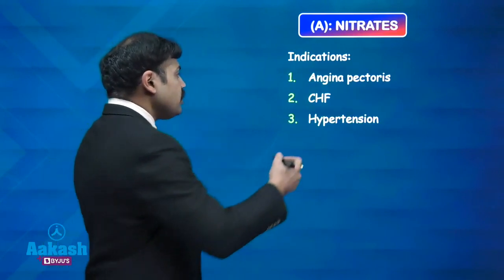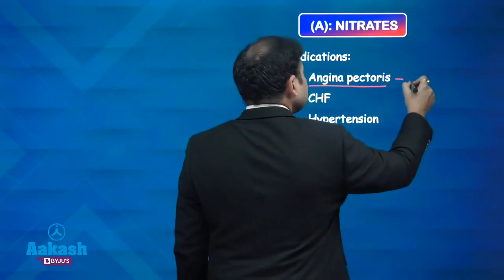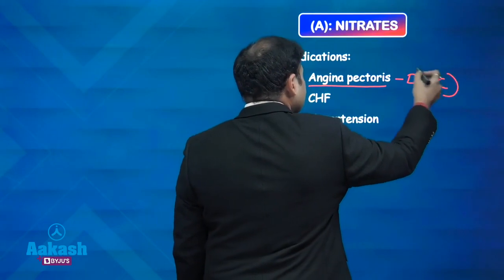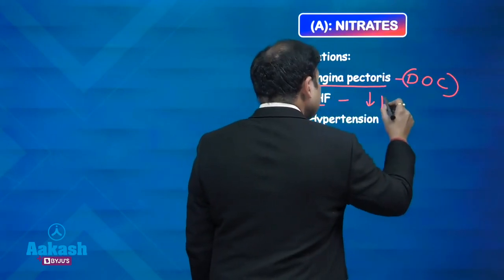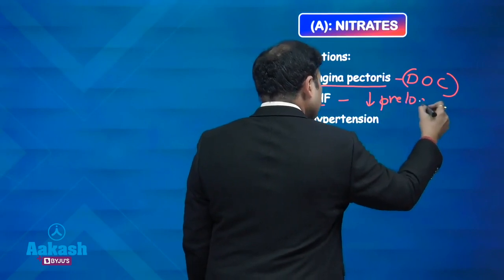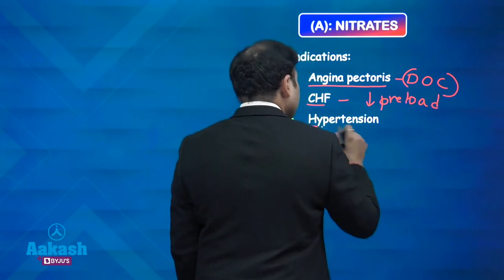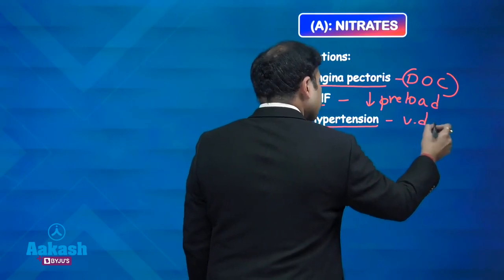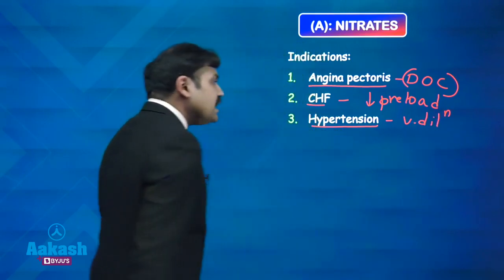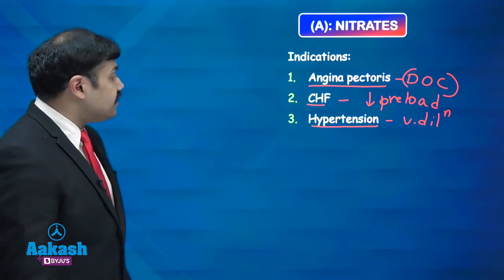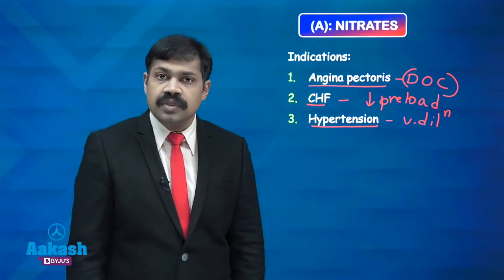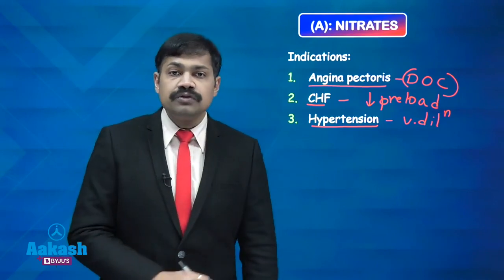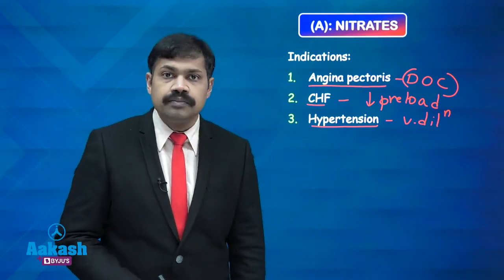Next, what are the indications of nitrates? They are used in angina pectoris. Yes, we have seen that they are one of the most effective drugs. They are also useful in CHF because of a reduction in preload. They are also used in hypertension. Nitrates are very good vasodilators, so they are used in hypertensive emergencies. Sublingual nitroglycerin is one of the preparations in hypertensive emergency.